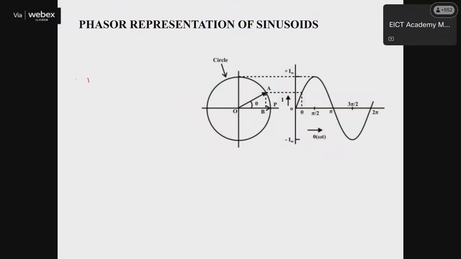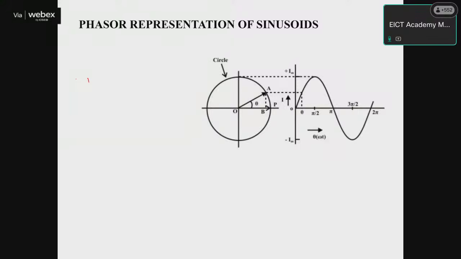So we are starting again with a little portion. We have changed the internet connection and I hope now we can limit the lag between the screen and the writing. So I was starting with the phasor representation of the sinusoid.